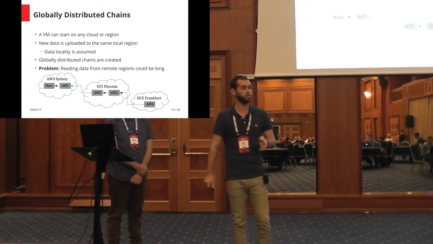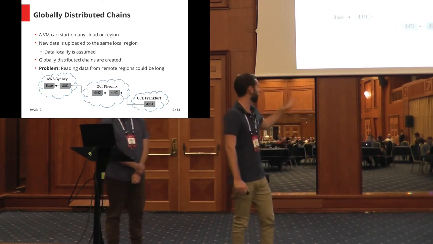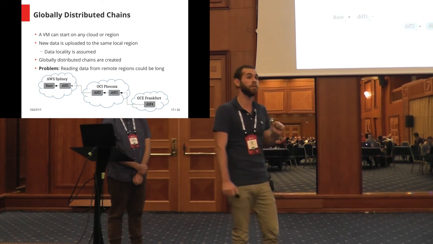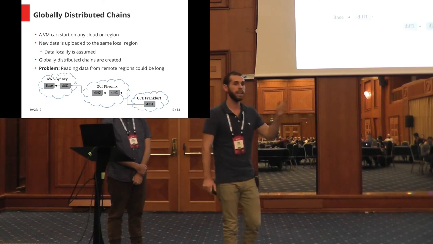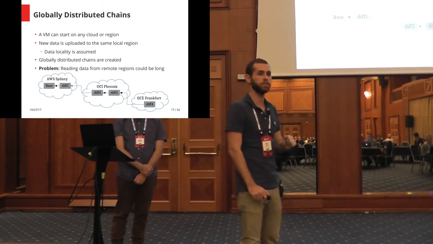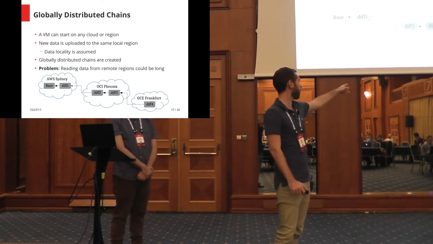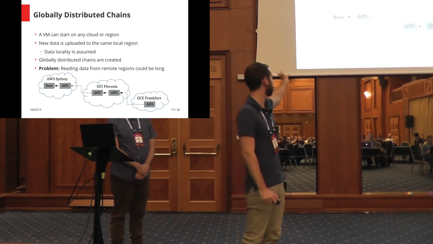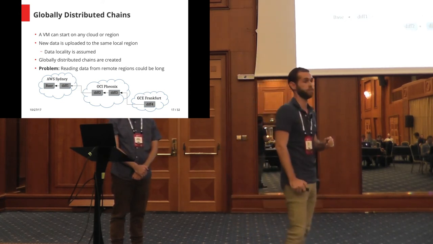But from time to time, we see that users do want to start VMs on different clouds or different regions. So as you can see in the example, a situation can be created where a VM was started several times in AWS Sydney region, then a few times in OCI, the Oracle Cloud, in Phoenix, and then one more time in Google Cloud in Frankfurt. Thus creating a distributed chain in different regions and different object storages. The obvious problem that arises is that if you start the VM one more time in Frankfurt, it has to read all the data from other regions, from Sydney and from Phoenix. This is very, very inefficient. It can take really lots of time.